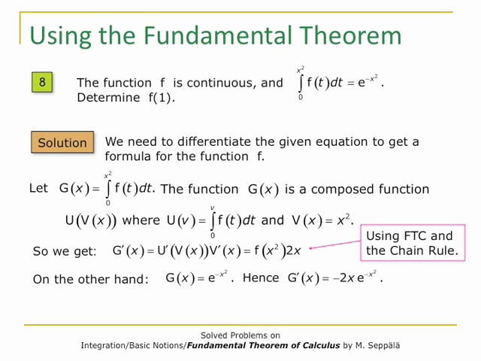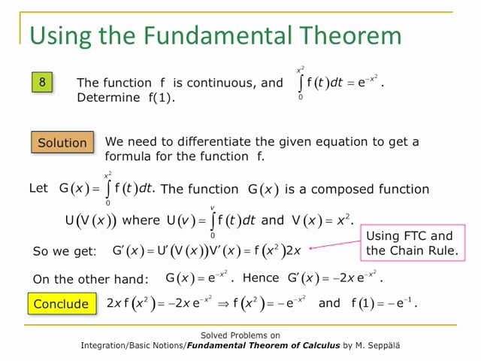On the other hand, we know that g of x equals e to the negative x squared. Therefore, g prime of x equals negative 2 times x times e to the negative x squared. So we have an equation. 2 times x times f at x squared equals minus 2 times x times e to the negative x squared. Therefore, f at x squared equals minus e to the negative x squared.